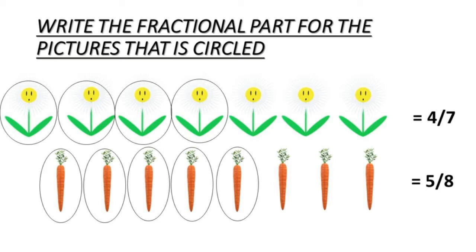Write the fractional part for the pictures that are circled. There were 7 pictures given in the first sum and 4 were circled. So we are going to write the fractional part for the circled ones. Out of 7 flowers, 4 flowers are circled. So the fraction is 4 by 7. Out of 8 carrots, 5 carrots are circled. So the fraction for the circled part is 5 by 8.